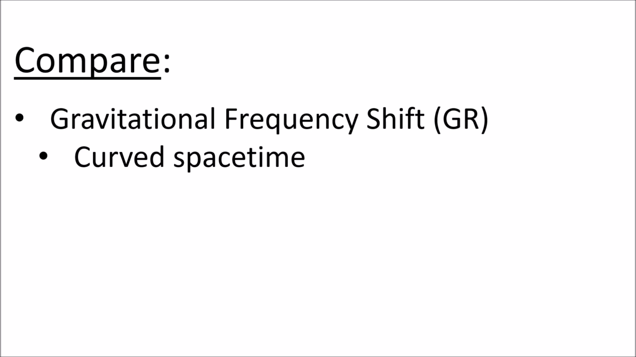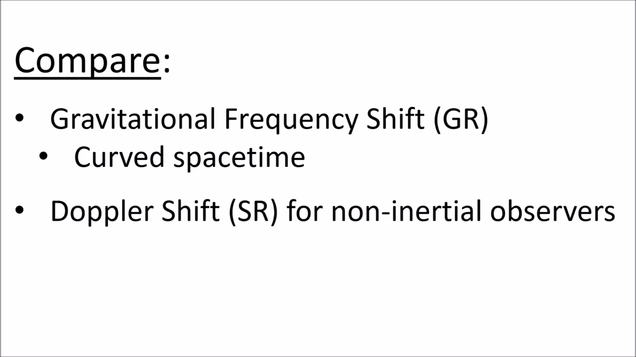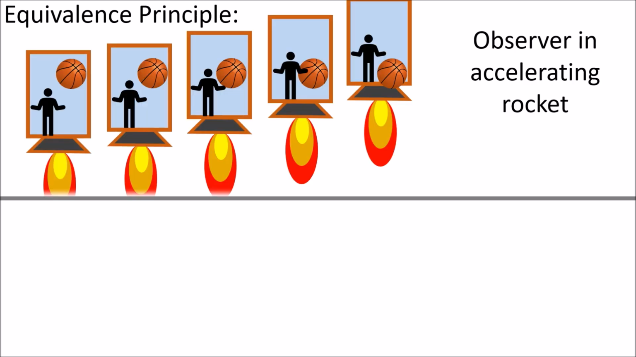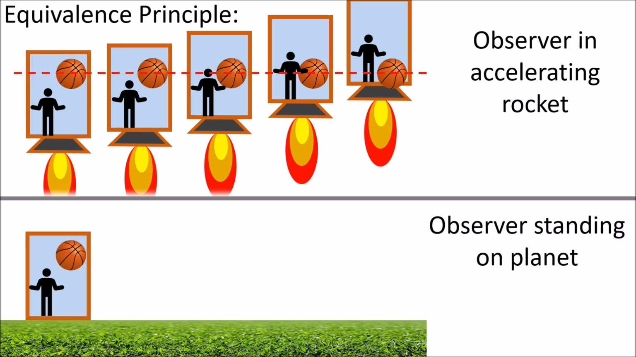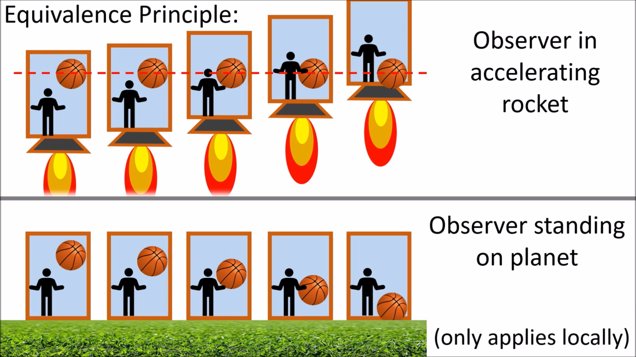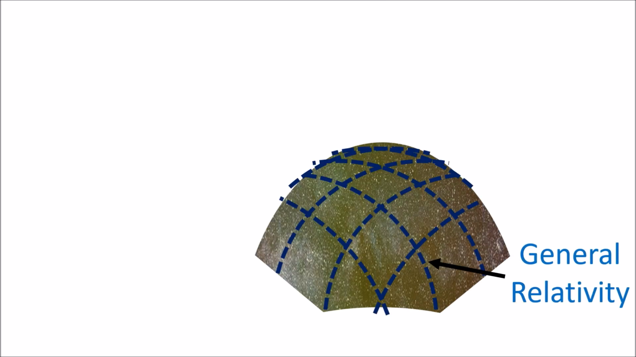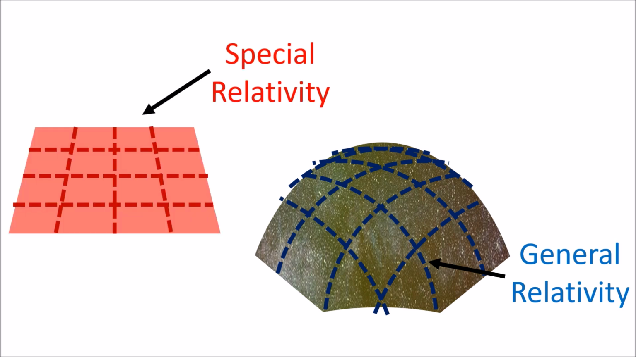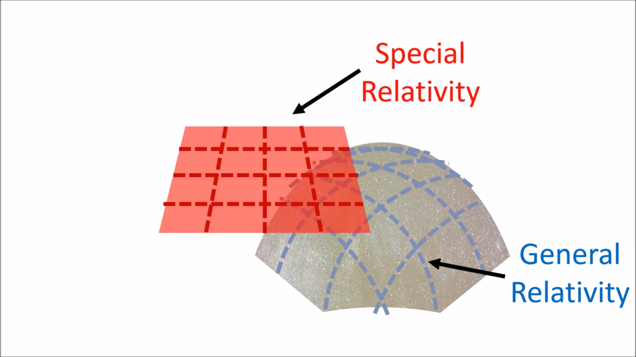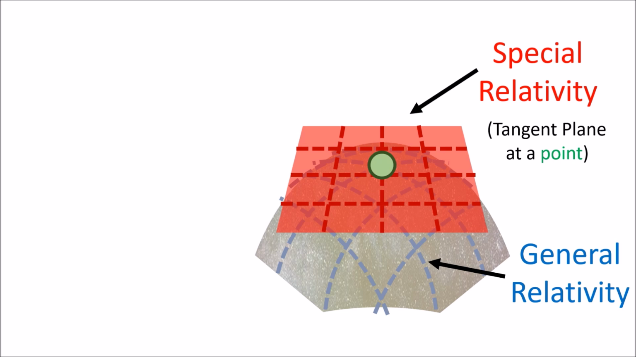The last thing I'll do in this video is compare how gravitational frequency shift in curved spacetime compares to Doppler shift for accelerating observers in flat spacetime. The equivalence principle tells us that there is no difference between an observer in deep space in an accelerating rocket and an observer sitting on a planet's surface in a uniform gravitational field. However, the equivalence principle only applies locally. In mathematical terms, this means the curved spacetime of general relativity can be approximated by the flat spacetime of special relativity that is tangent to the curved spacetime at a given point. But as we move away from this point, special relativity becomes a worse and worse approximation of general relativity.